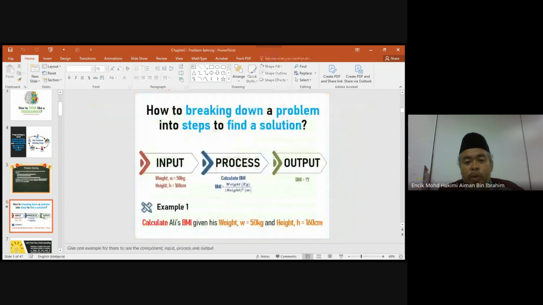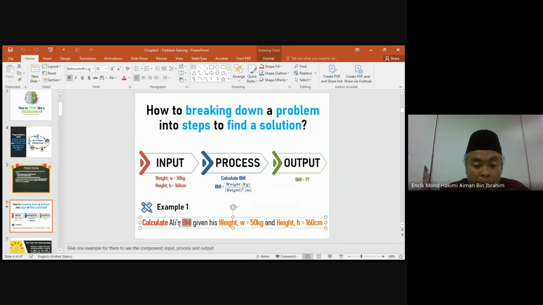So, how to break down a problem into steps to find a solution. For example, this is one example: calculate Ali's BMI given his weight of 50 kg and height of 160. You can see we have several pieces of info, right? We need to calculate the BMI for Ali, and we are already given the weight and the height. So the input, based on the info you get, is the weight and also the height, and then the output we want is the BMI.